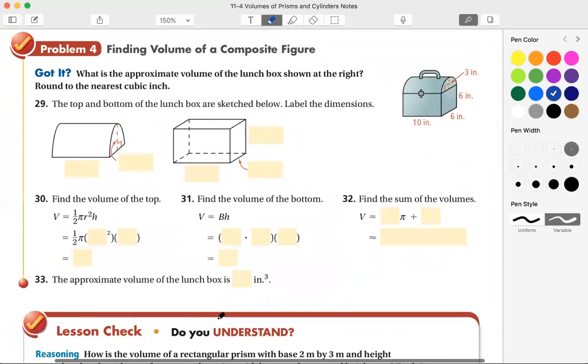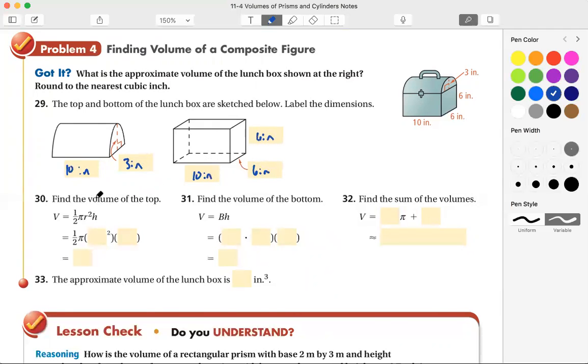All right, now here's a composite figure. If you notice, we have on the bottom a square prism, and on the top we have a semicircle shape going on there. Let's label the dimensions. This here is going to be 10 inches. This here is going to be 3 inches. This here is going to be 10 inches as well. Then this is going to be 6 inches. And this is going to be 6 inches.